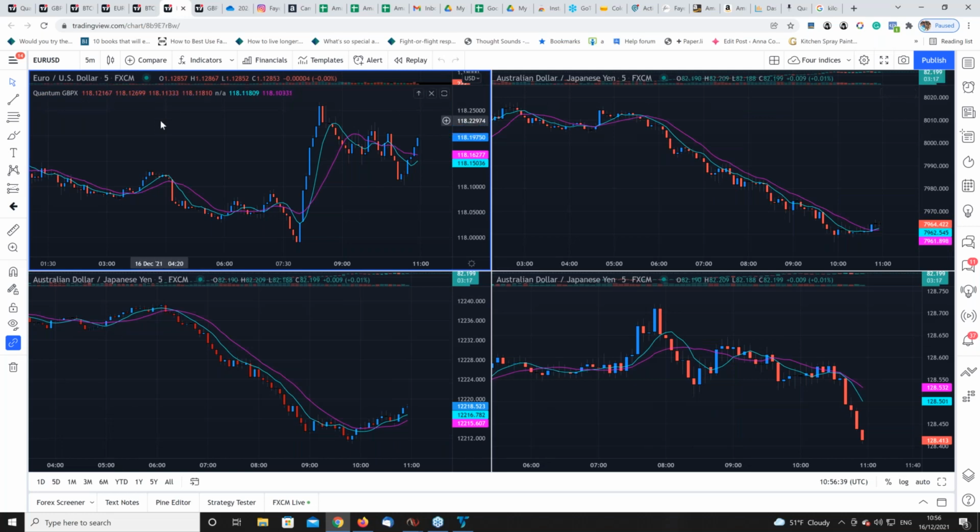Top left is the pound index. These are all on 5 minute. Top right is the yen index. Bottom left is the dollar index, and bottom right is the euro. You can see the euro starting to break down now.